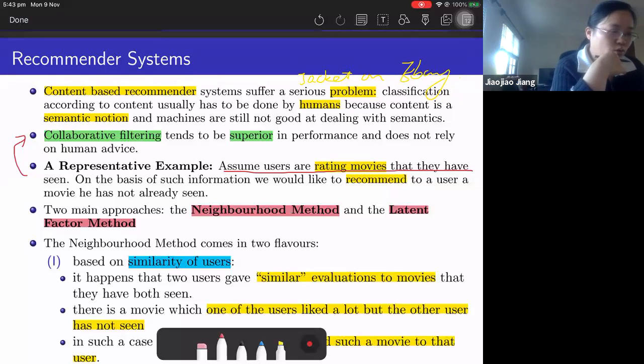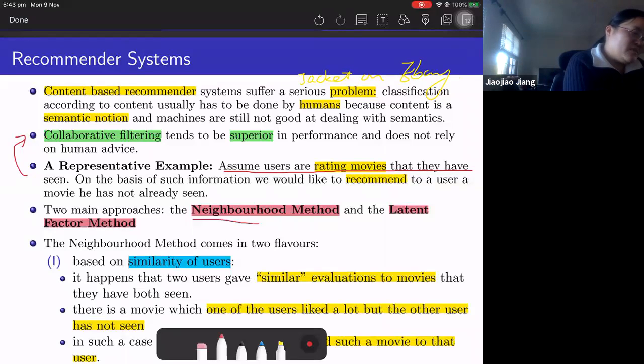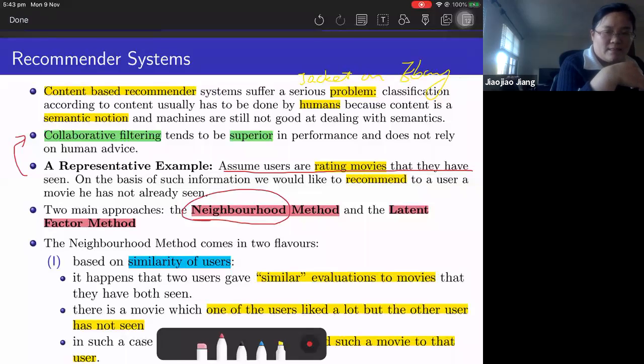For collaborative filtering, there are two main approaches. The first one is called the neighborhood method, which we will talk about today, and the second is the latent factor method. If you take a look at the keyword neighborhood, you may say that maybe we need to calculate the distance between the items or the similarity between the items.